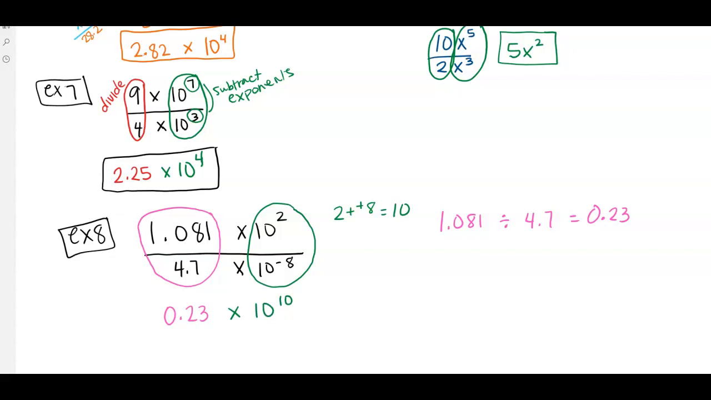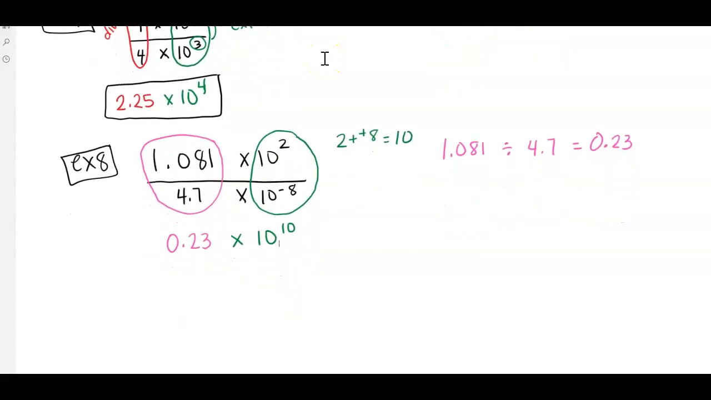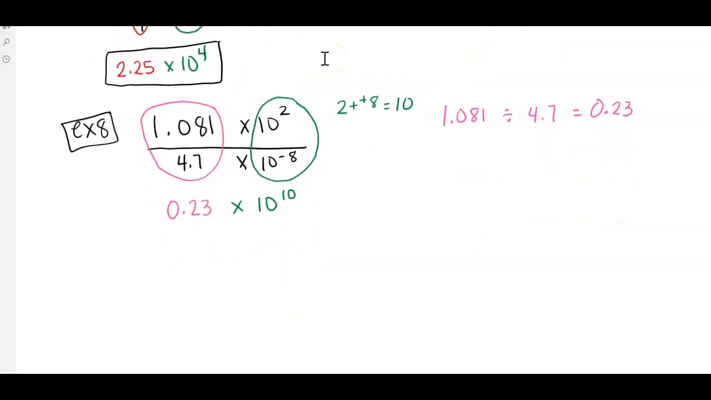Okay, but is this in scientific notation, or do I need to change something? Is that 0.23 between 1 and 10? No. So we've got to move that, again, kind of like we did on the one above there. So we know we've got to move this. It's got to go between the 2 and the 3, is where we need to move it to.